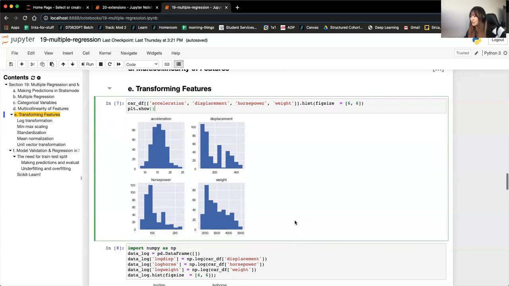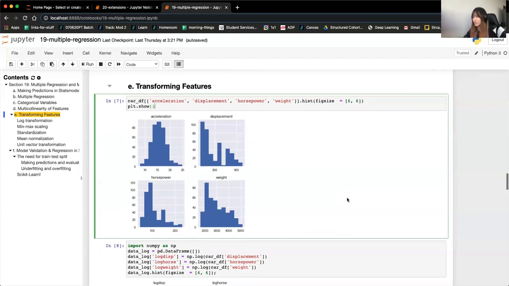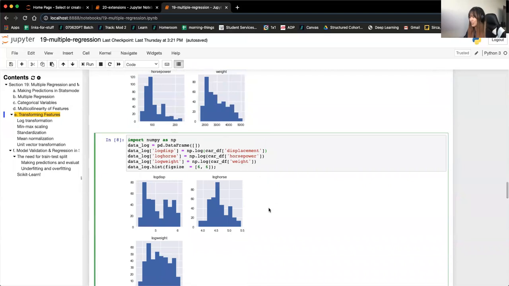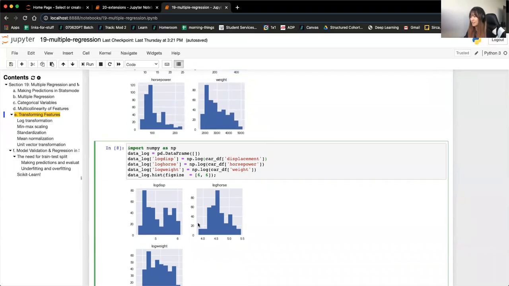But in this case, let's do a log transform on these three features, because these three features look a little bit more skewed, because acceleration looks like it has a normal distribution. And I actually ran it already. You can see here that for horsepower, the mean is kind of closer to the middle of the histogram, which will possibly make our modeling a little bit better. I say possibly just because you never know how your other features interact with this.